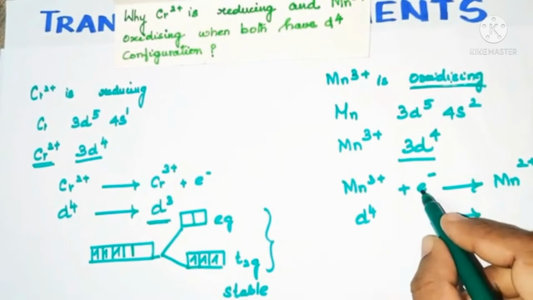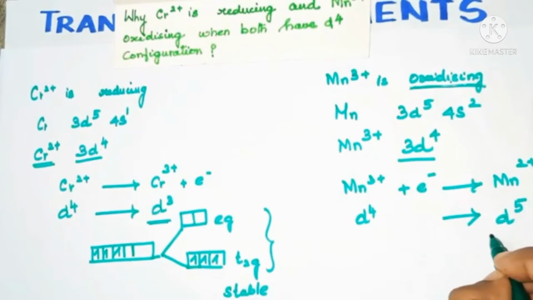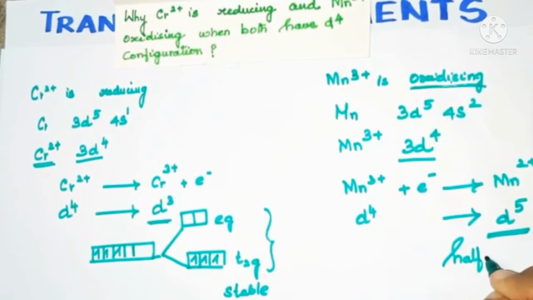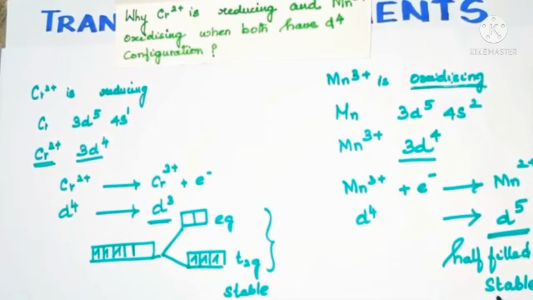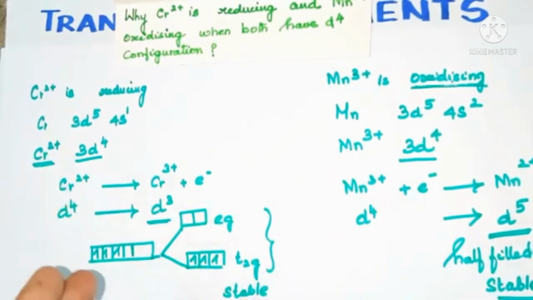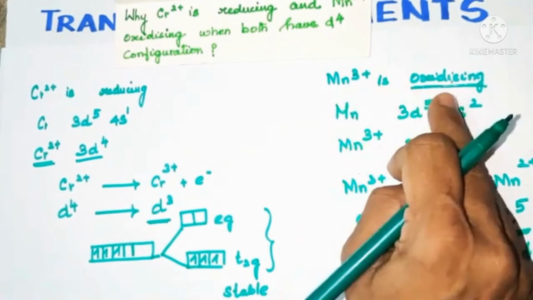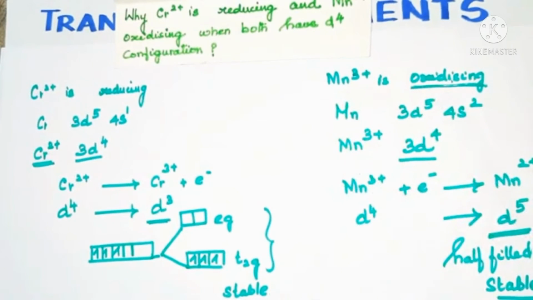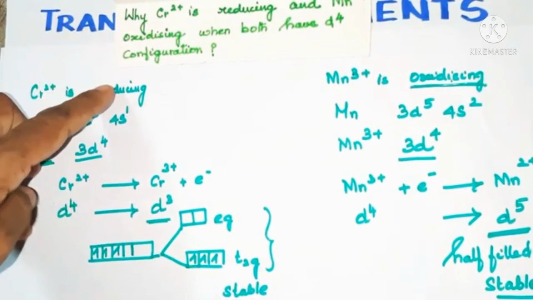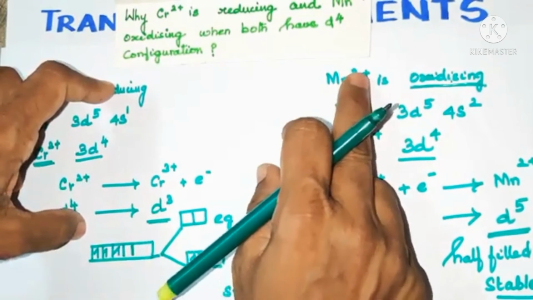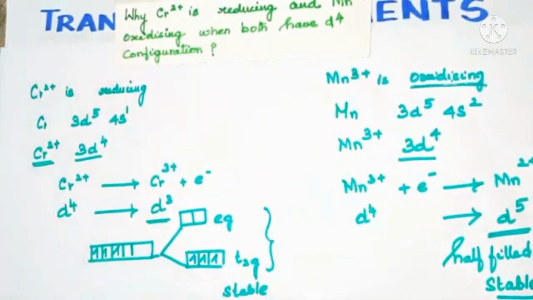We all know the d5 configuration is a half-filled configuration, so it is more stable. So Cr2 plus is reducing while Mn3 plus is oxidizing, just because they attain stability. Chromium 2 plus gets oxidized and Mn3 plus gets reduced.